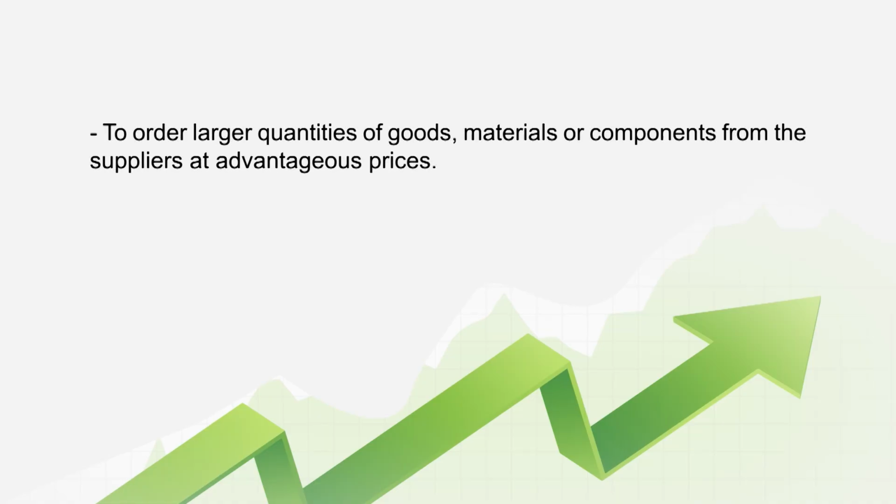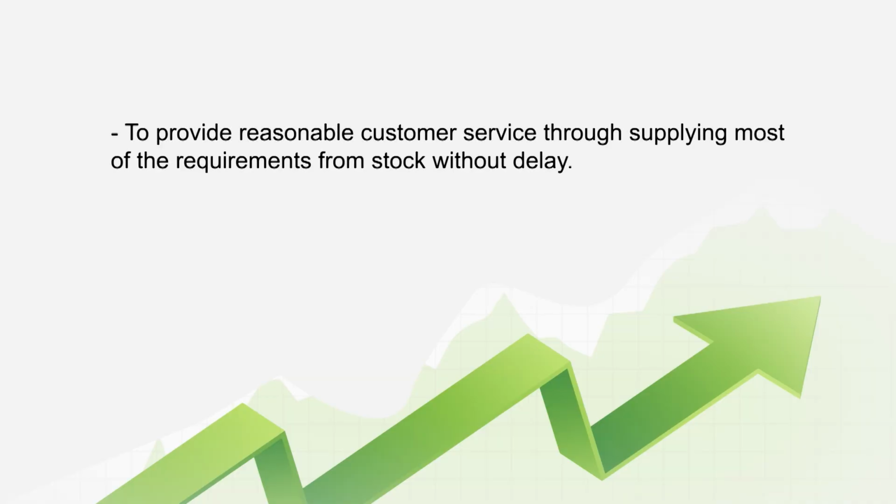Nowadays, many modern companies, like automobile manufacturers such as Maruti and others, can have the exact amount of stock on site and on the assembly line that they need. But they also try to order a large quantity of goods, materials or components from the suppliers at advantageous prices, to provide reasonable customer service by supplying most of the requirement from stock without delay.